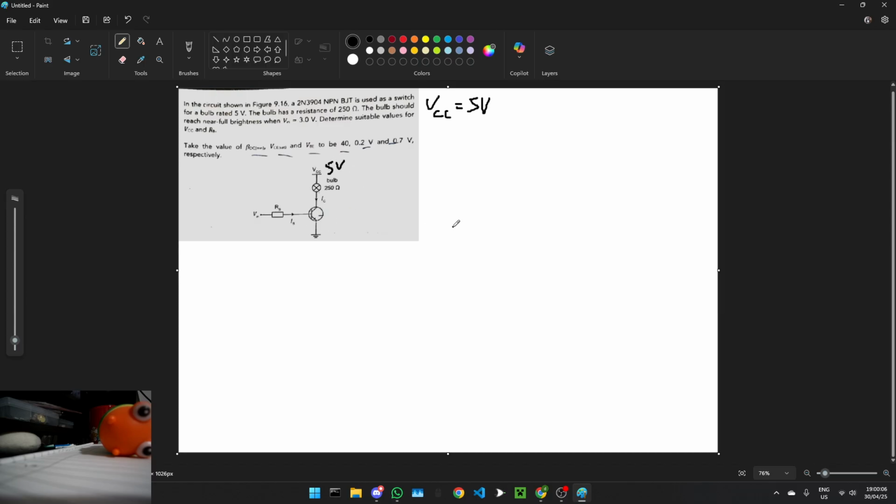Now we need to find RB, which is a little bit more complicated. So let's take it one step at a time, and annotate on the diagram the information that is given to us. Vin: they want the bulb to be at full brightness when Vin is 3 volts.